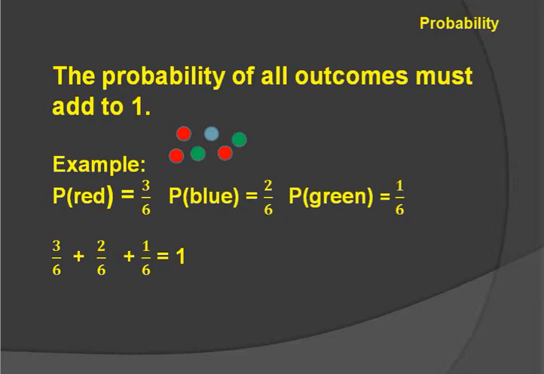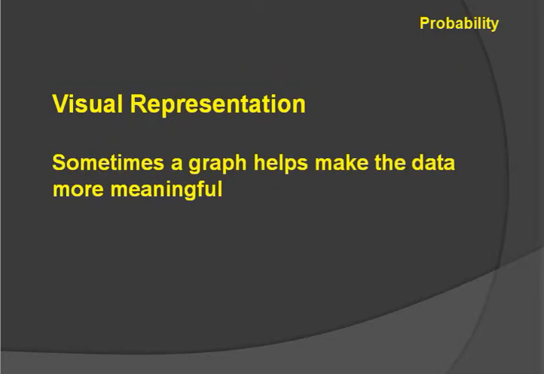When you look at the red, blue, and green, and we'll look at some of this using a spreadsheet shortly, there's the probability of red. Well, there's 3 out of the 6. Blue, there's 2 out of 6. And green, 1 out of the 6.